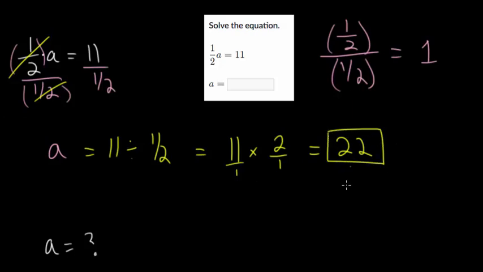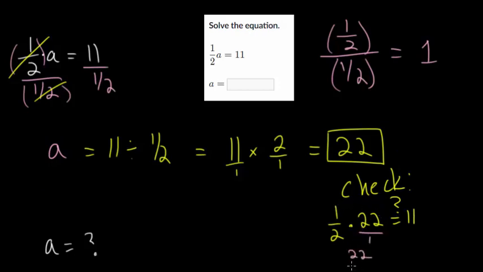And we can check it. Let's check our work here, and we want to put back in 22. So 1/2 times 22, does that equal 11? And it does, since if we put this over 1, 1 times 22 is 22, divided by 2, since we have 2 times 1 on the bottom. 22 divided by 2 is 11. So we can feel confident that this is the right answer.